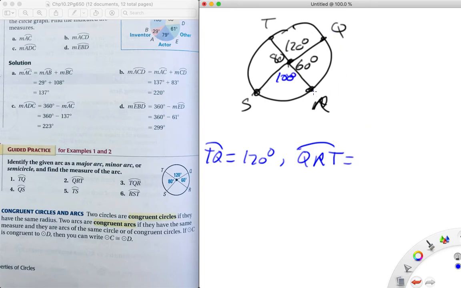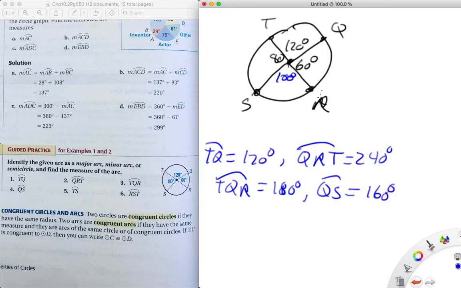So QRT: from Q to R is 60, R to S is 100, that's 160, and then S to T, that's 240. So 240 degrees. Then we have TQR, so that's 120 and 60, so that's 180. And then QS is 160, 60 plus 100. TS is 80.